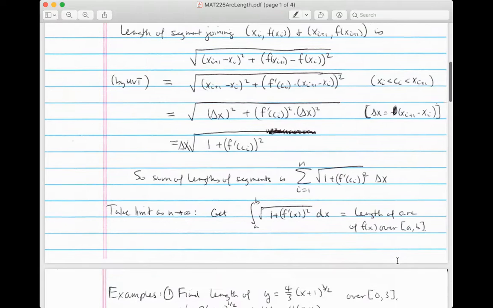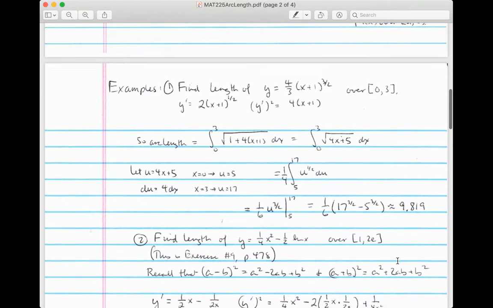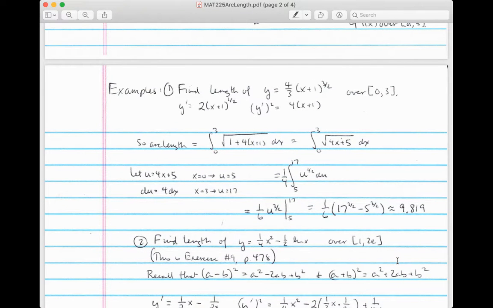Let's work a few examples. Our first one, let's find the length of y equals 4/3 times (x plus 1) to the 3/2 over the interval from 0 to 3. So we want to set up our integral, so we'll calculate the derivative. We get 2 times the square root of x plus 1. When we square that, we get 4 times the quantity x plus 1.